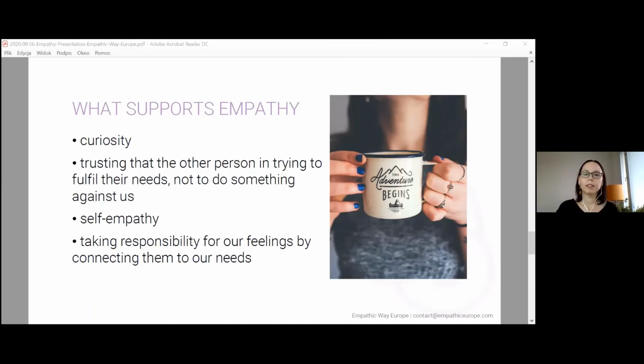And what's connected to self-empathy is taking responsibility for your feelings by connecting them to your needs. So it's the knowledge that I am responsible for my feelings and they are not dependent on the other person, on what they are doing or saying.